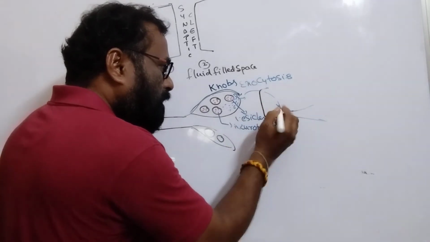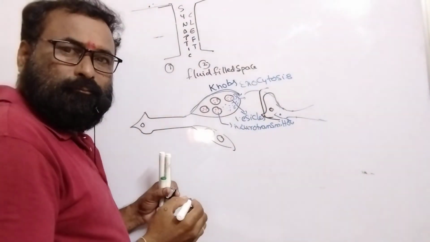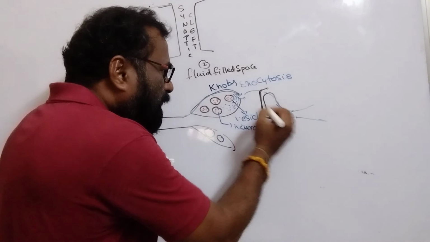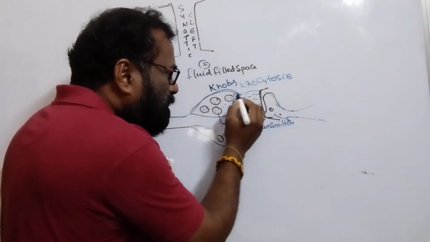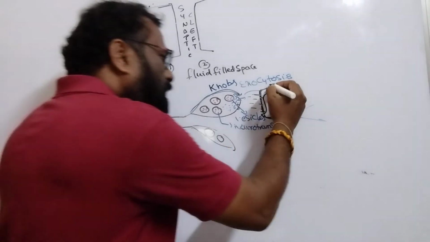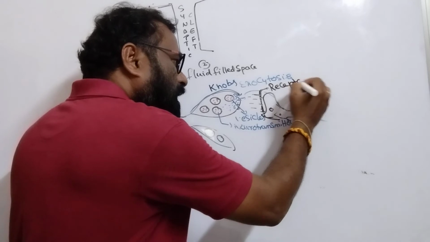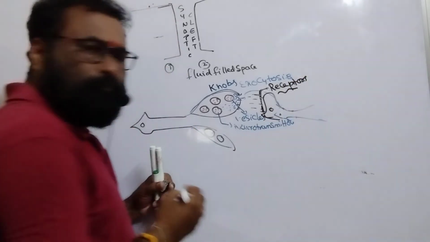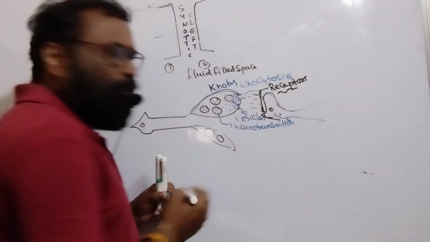This is the other neuron. Here it comes and touches the receptors of the next neuron. It has receptors. Then the action potential moves on like this.